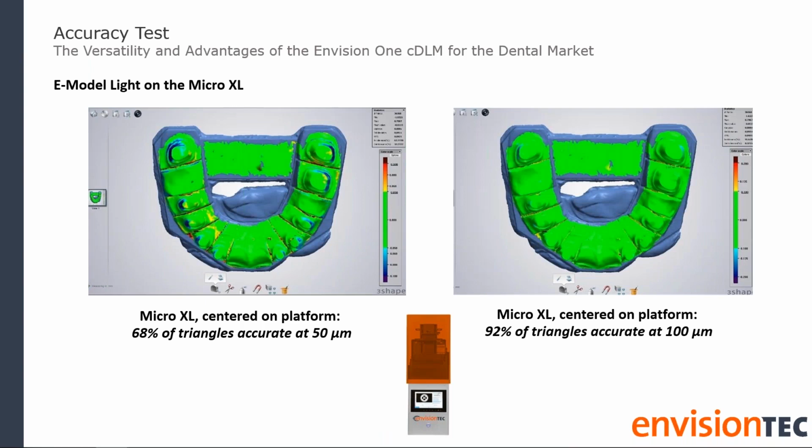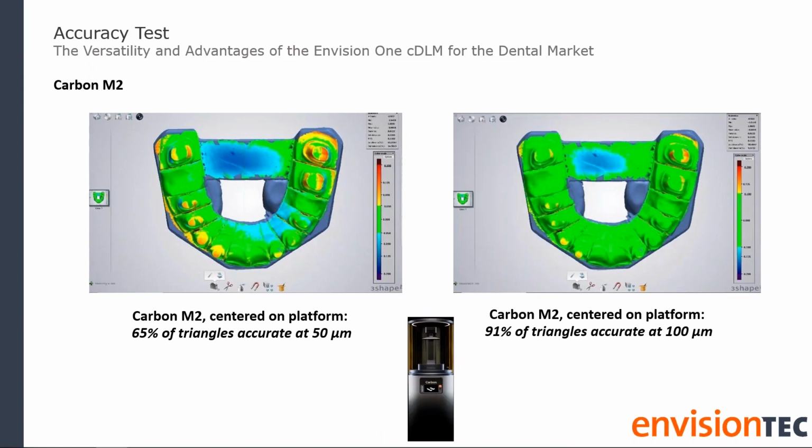Now, as for the Micro XL, we're able to get 68% of the triangles accurate at 50 microns. And at 100, we're able to hit 92%. Now let's look at one of our competitors, the Carbon M2. So the Carbon M2 centered on the platform, again, all of these are centered on the platform, we're at 65% accuracy at 50 microns. And at 100 microns, we're at 91% accuracy.